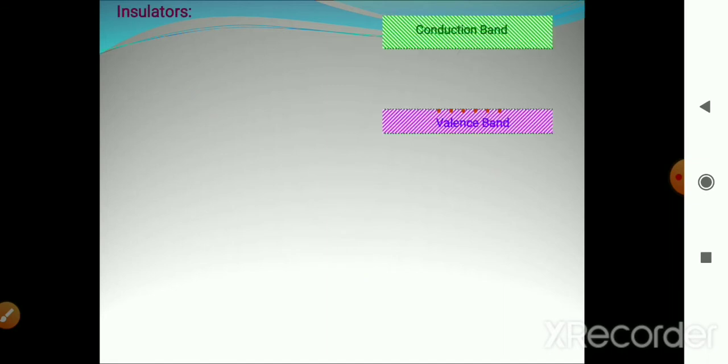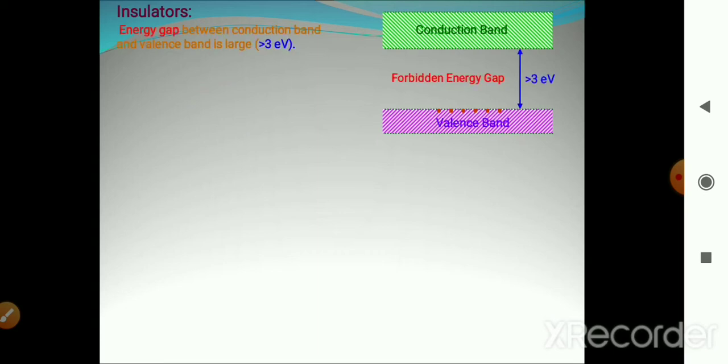Now, energy band diagram of insulator. Here, the separation between valence band and conduction band is very large. It is greater than 3 electron volt. For example, for diamond, it is nearly 7 electron volt.